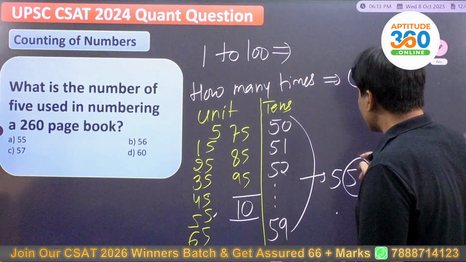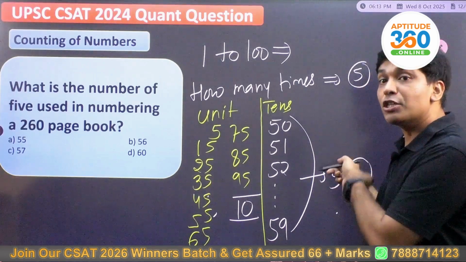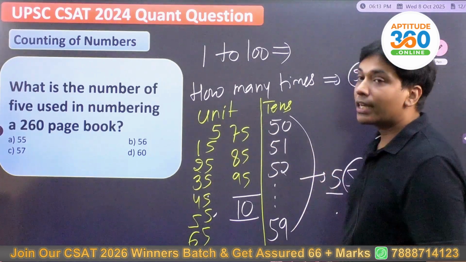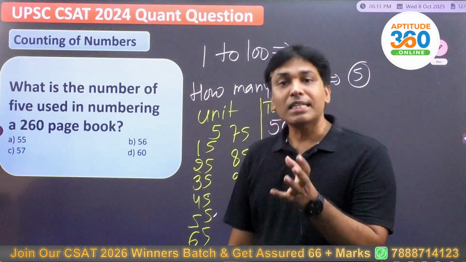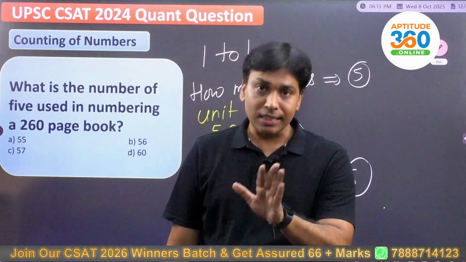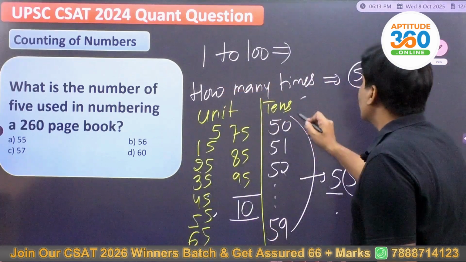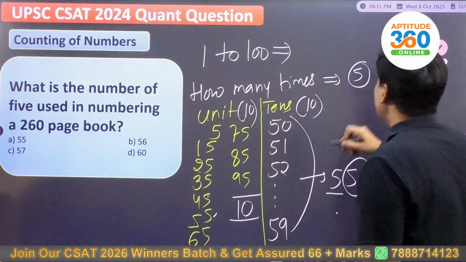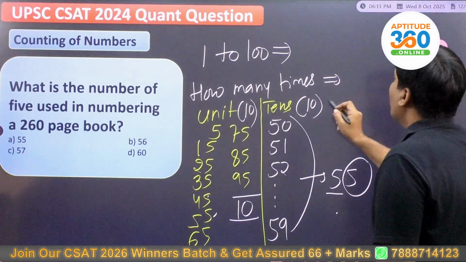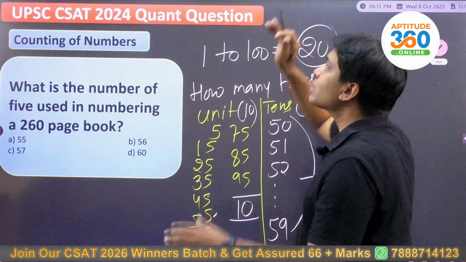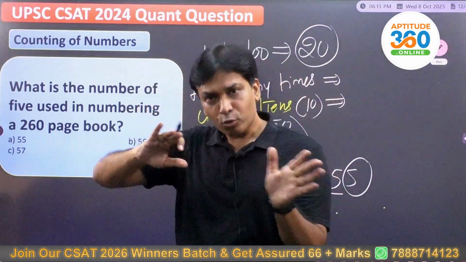We have counted the 5 at the unit place already here. So we will count this 5 now. How many times are you writing 5 at the tens places? Only 10 times. So the unit places have 10 5s, the tens places have 10 5s. Collectively, you have 20 times. So what does that mean? How many times are we writing 5? We are writing 20 times.